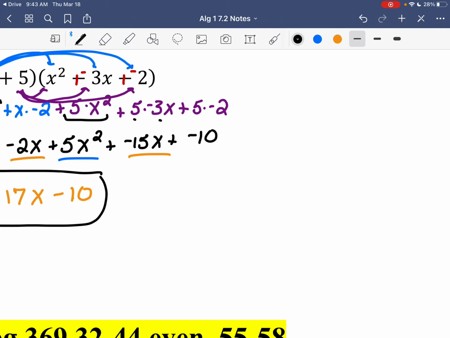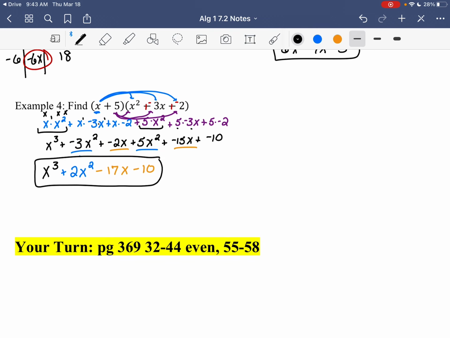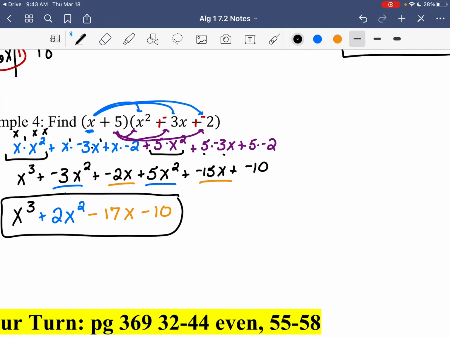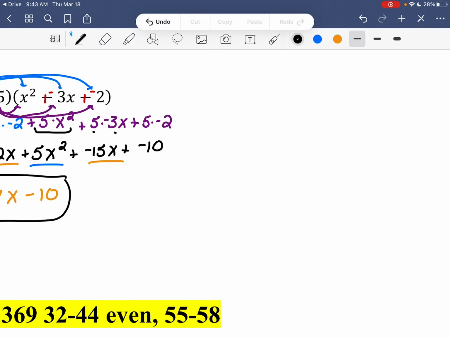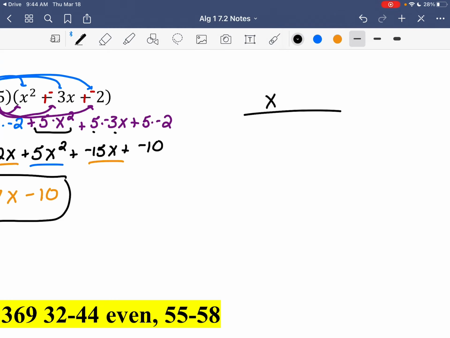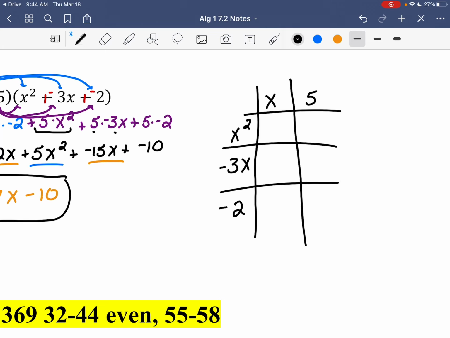We could have done this one using a table. So I'm going to set this one up using a table. I need my x and my plus 5. And then now I'm going to need 3 going down here: x to the second, negative 3x, and my negative 2. Okay, but now we kind of do it the same way. Here's where my x times x to the second is going to be, so that's going to be my x to the third. This one here is going to be my 5 and my x squared, so that's going to be 5x squared.